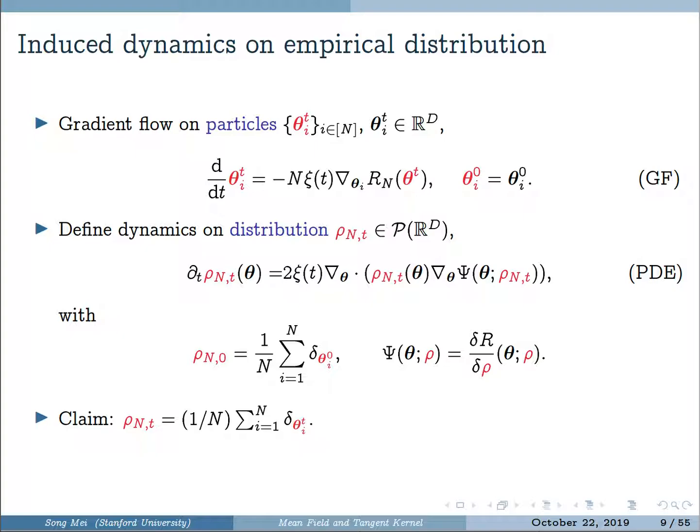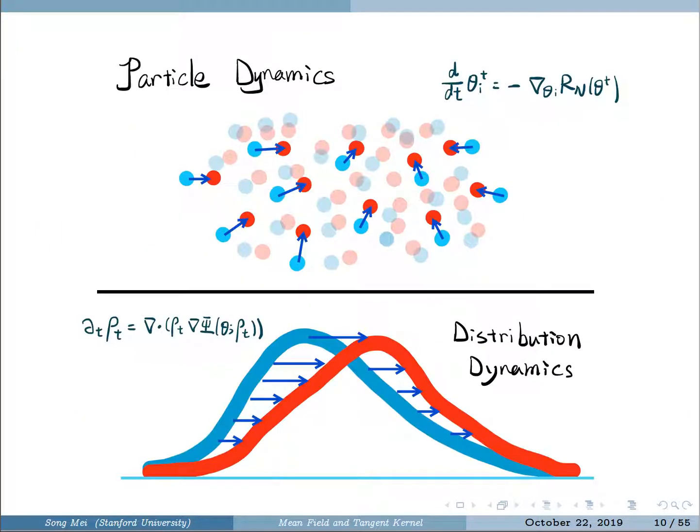The claim is the following. If we look at the solution of this partial differential equation at time t, this gives you a distribution, and this distribution is exactly the same as the empirical distribution of the particles at time t. So this gives you a new perspective on the dynamics of two-layer networks. So the gradient flow dynamics is upon the particles. Each particle goes in the direction of the negative gradient of the risk function. And here we have particles in blue, and after a small amount of time, they move and change to the particles in red.